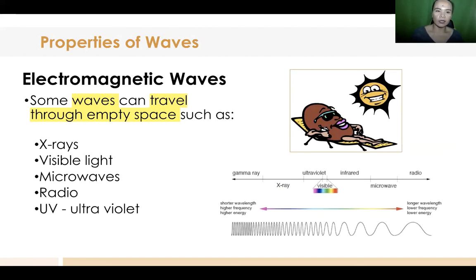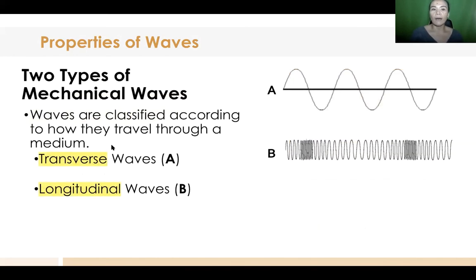Later on, we'll talk about electromagnetic waves in particular, next week. But today we're going to focus on mechanical waves only, and these are the waves that travel through a medium. We have transverse and we have longitudinal waves. These are the two types of mechanical waves we're going to talk about. If you look at the diagram, letter A is transverse, letter B is longitudinal, and we're going to differentiate both of them.